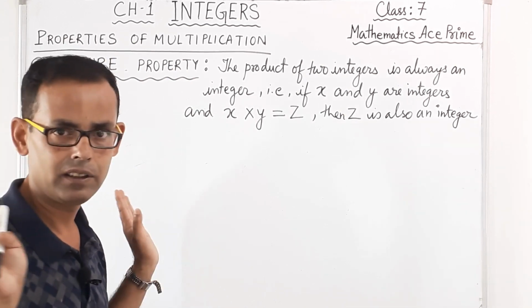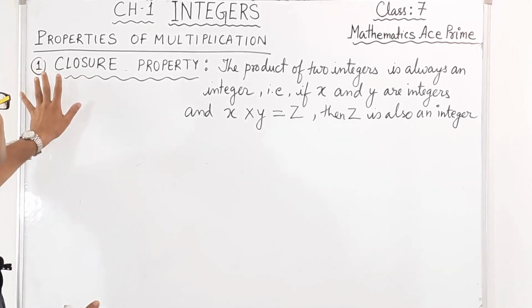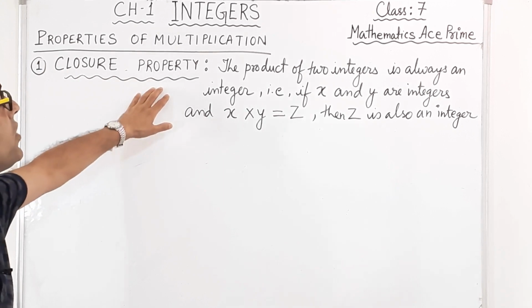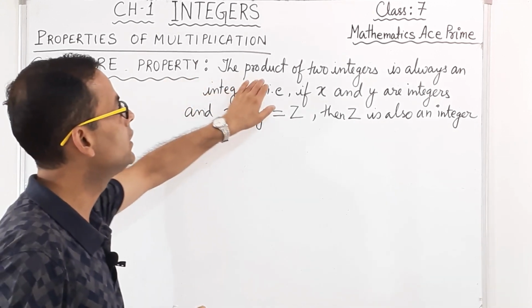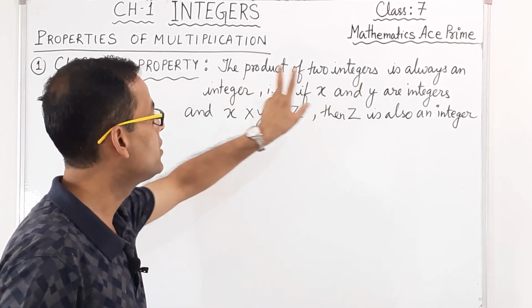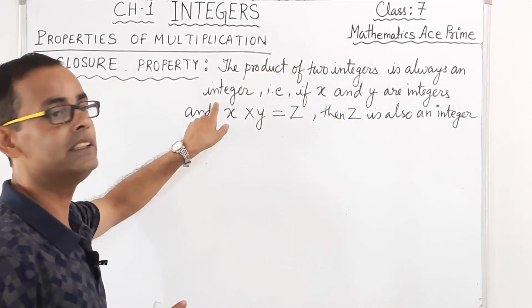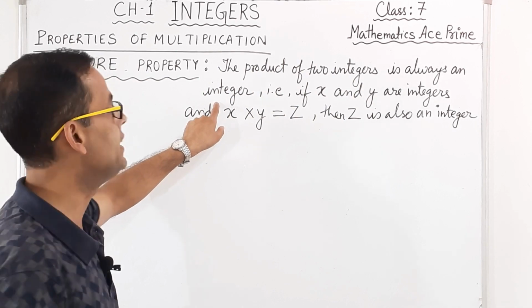Extremely easy, okay? So what is the first property? Closure property. What is this property? The product of two integers. If you multiply two integers, the result is always an integer.